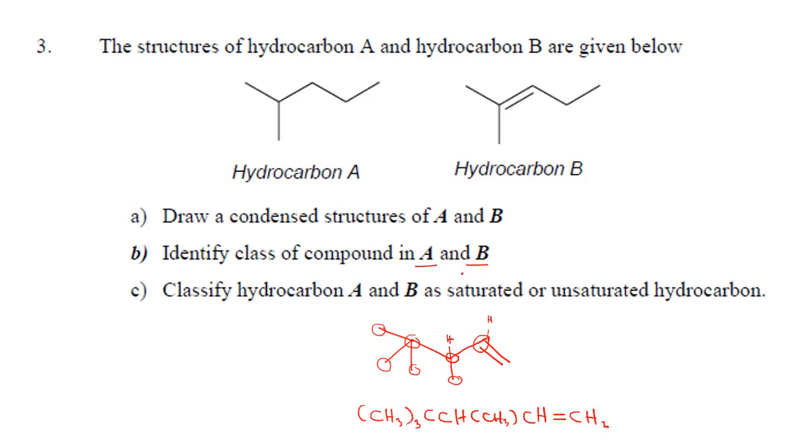They ask you to identify the class of compound in A and B. So maybe alcohol, alkene, alkane, carboxylic acid. That is what is meant by class of compound. Again, I want you to be able to differentiate between class of compound and functional group, and then you should be able to circle them correctly.